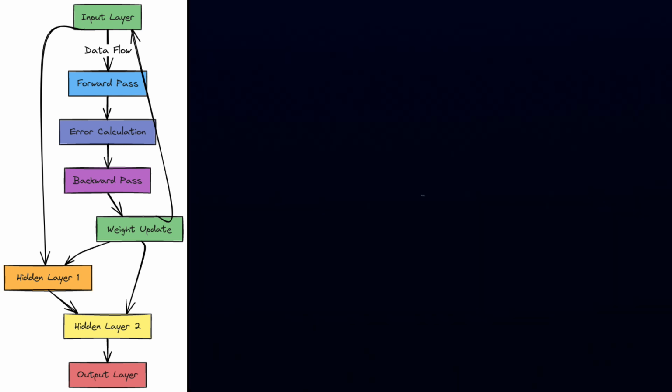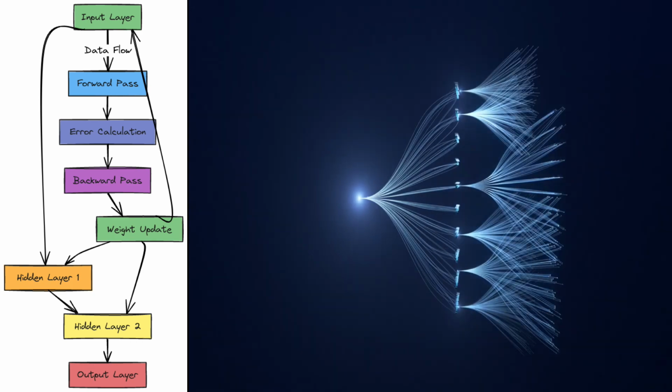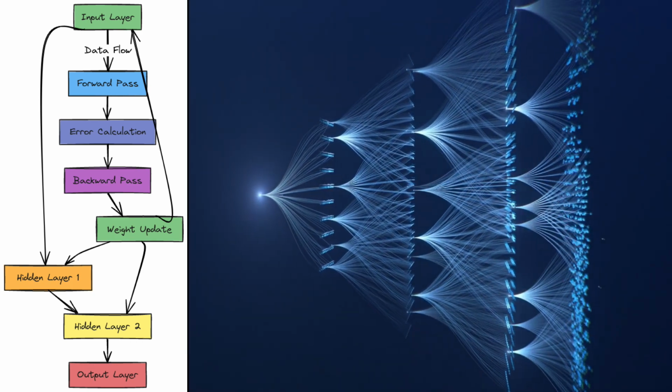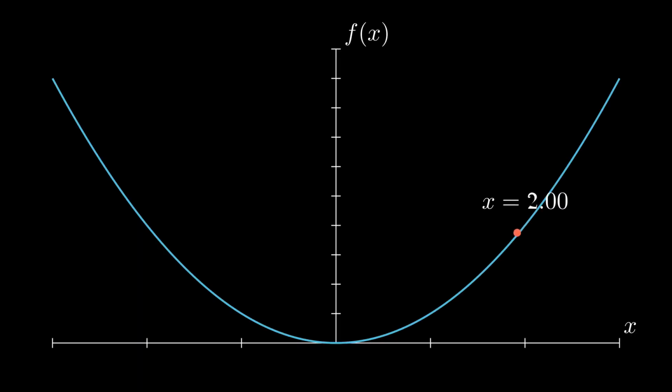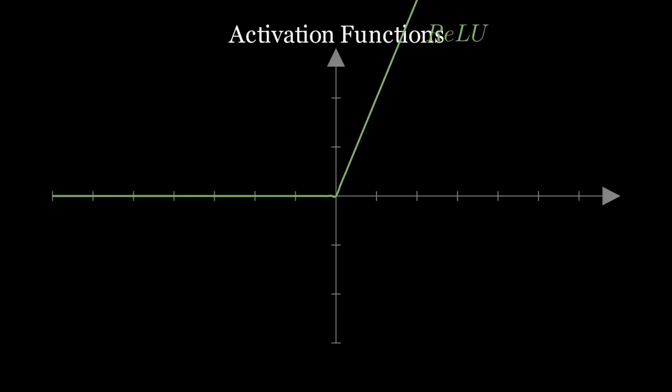Each neuron in a layer is connected to neurons in the next layer, with each connection having a weight. These weights are adjusted during training through a process called backpropagation, which uses an optimization method like gradient descent to minimize the error in the network's predictions. But wait, there's more. Neurons also use something called an activation function to introduce nonlinearity into the model. This is crucial because it allows the network to learn and model complex data. Popular activation functions include ReLU, sigmoid, and tanh.